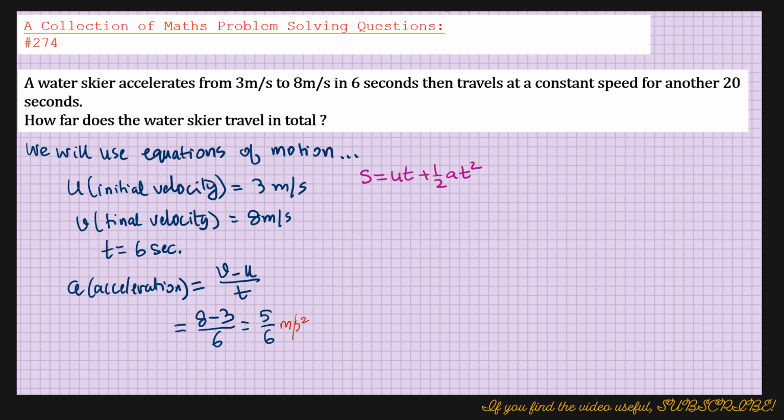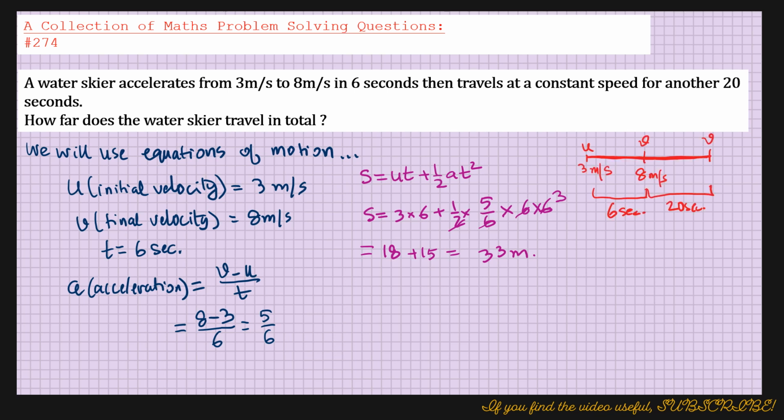Next, we have to find the distance that the skier has traveled in this time. So we use s equals ut plus half at squared. Then we substitute the values. u is 3, so 3 times 6, that's the time, plus half times the acceleration, 5 out of 6, times 6 times 6, and we end up with 33 meters. So that's how much the skier has traveled so far.